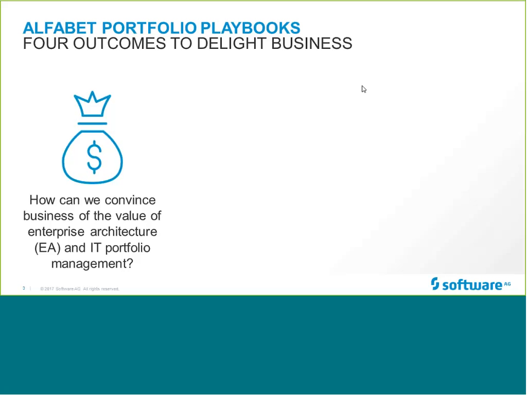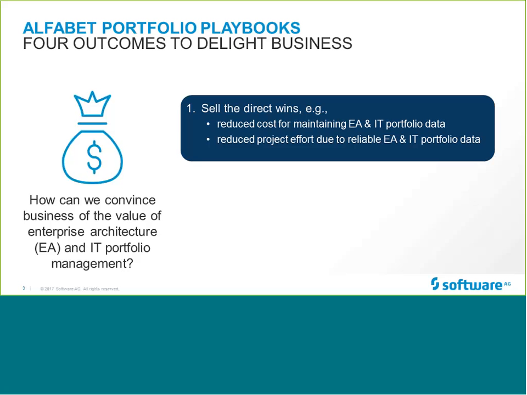And when we talk about this with clients, with analysts, etc., two things come up that we can sell. One, we can sell the direct wins, and the direct wins are things like reduction in the cost of maintaining the EA and IT portfolio management data. This data is being managed whether we have a well-organized process and discipline for enterprise architecture and IT portfolio management or not. But if you don't have a well-organized process with tool support, etc., then usually you're doing this in a way which is ad hoc.